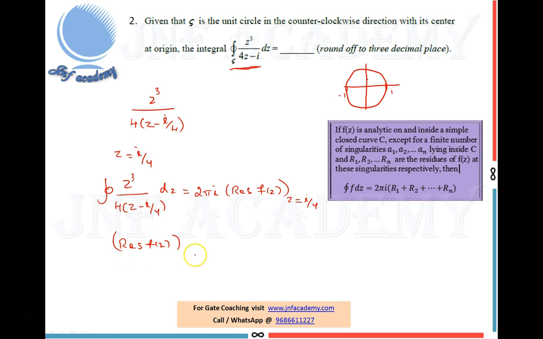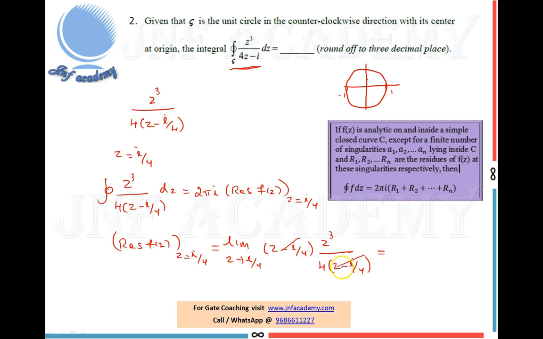What is the residue of f(z) at z = a? It is the limit as z tends to a of (z − a) f(z). Here the value of a is i/4, so I substitute a = i/4. Then z − a is z − i/4, times f(z). What is the value of f(z)? It is z³/4 times (z − i/4). Cancel z − i/4 with z − i/4, and finally I get z³/4. Substitute the value i/4.